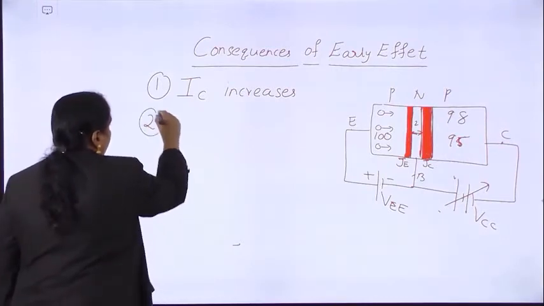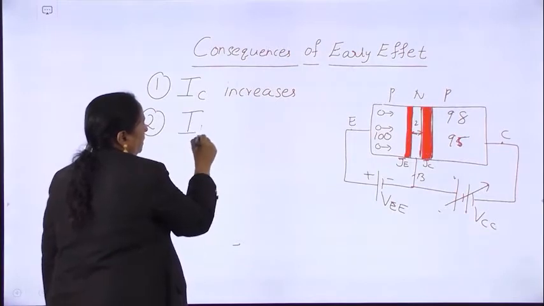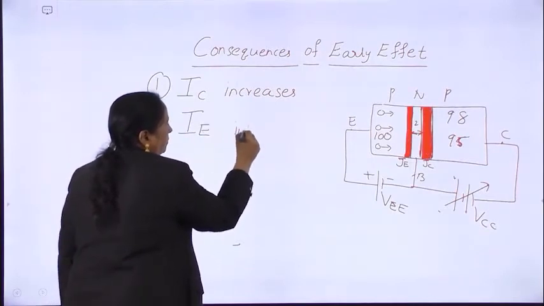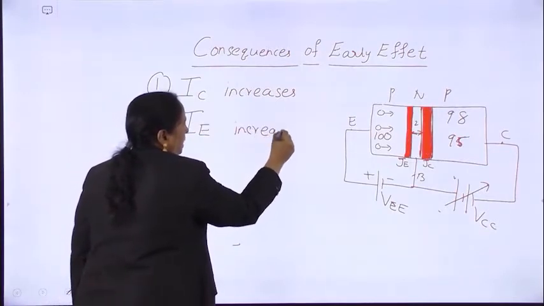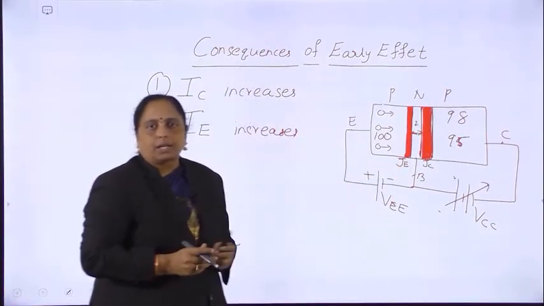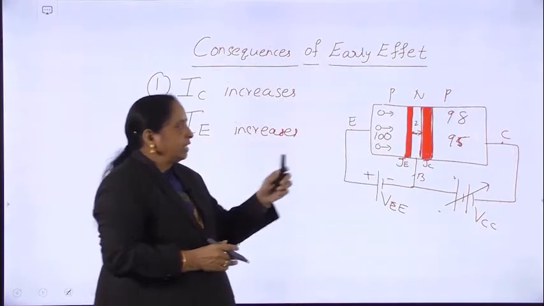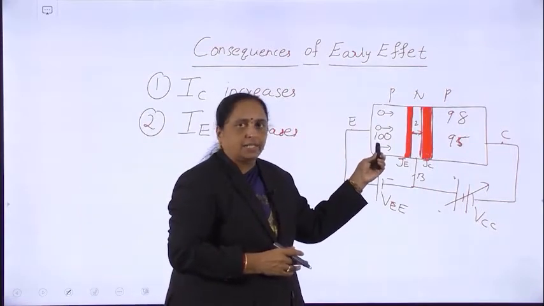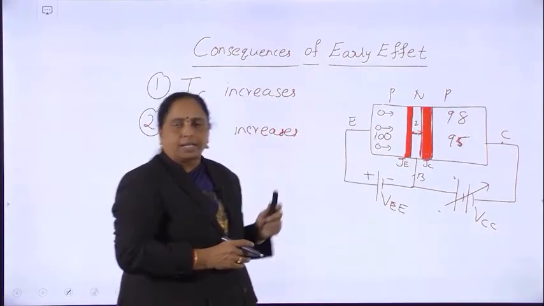Second one, emitter current increases. What is emitter current? The holes in the emitter region. Already, just for an example, we said it is 100. How does the emitter current increase?